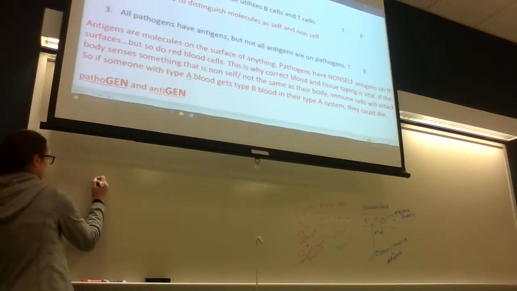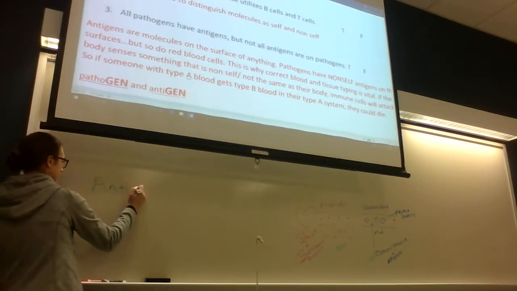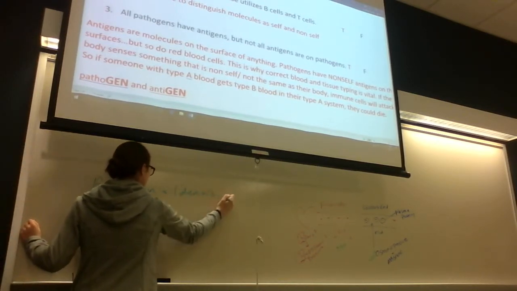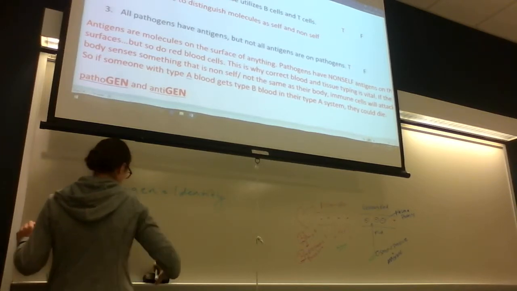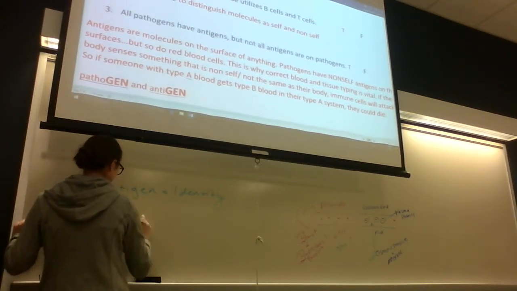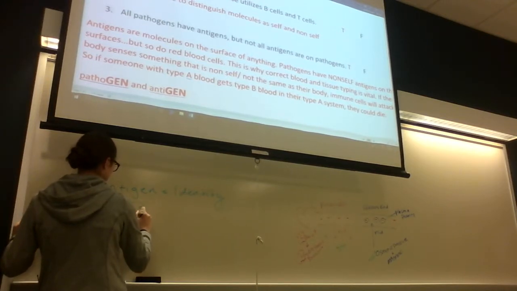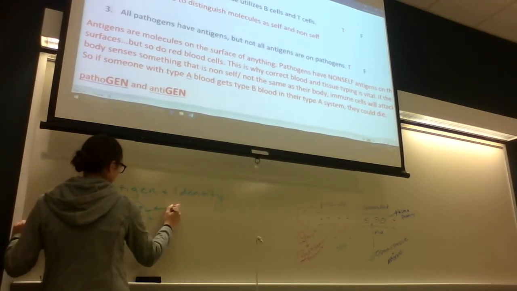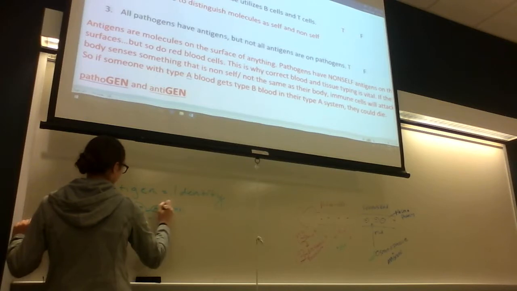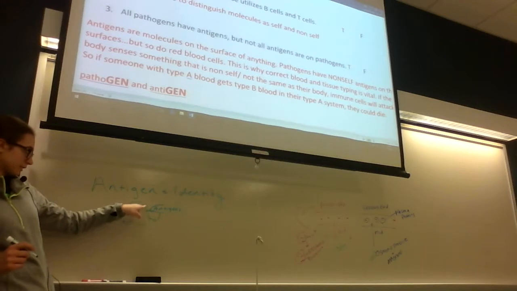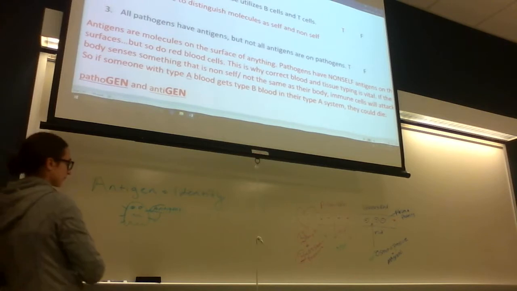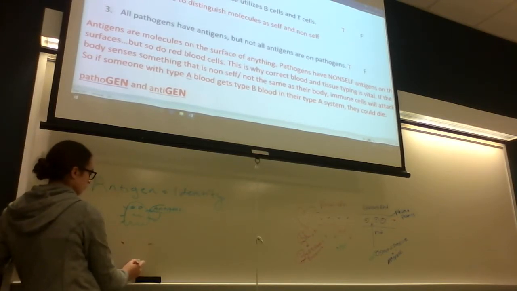So an antigen is also known as the identity. On your pathogens, they have stuff on the surface of them that are called antigens. That's what these little things are right here. Those are your antigens on the surface of it. So all pathogens have antigens. All pathogens have identities. However, not all antigens belong to pathogens.